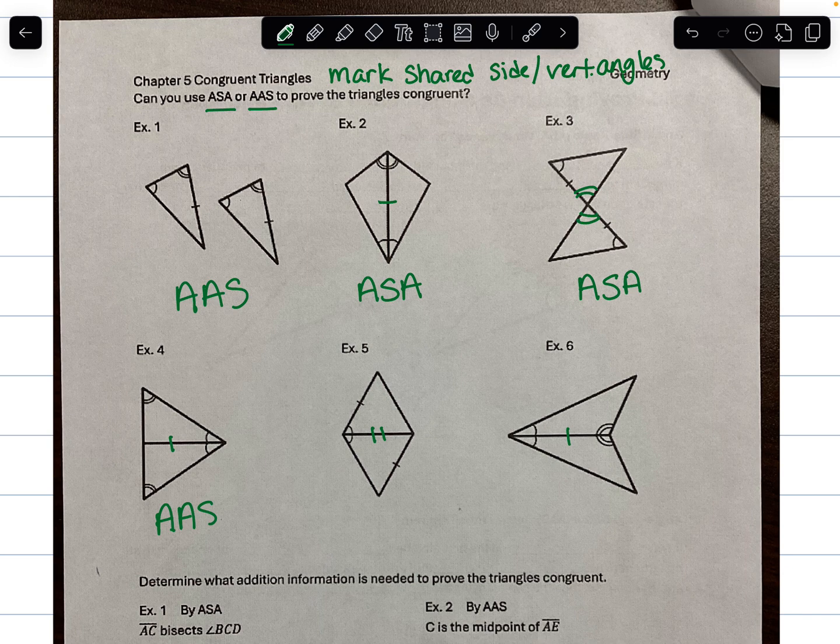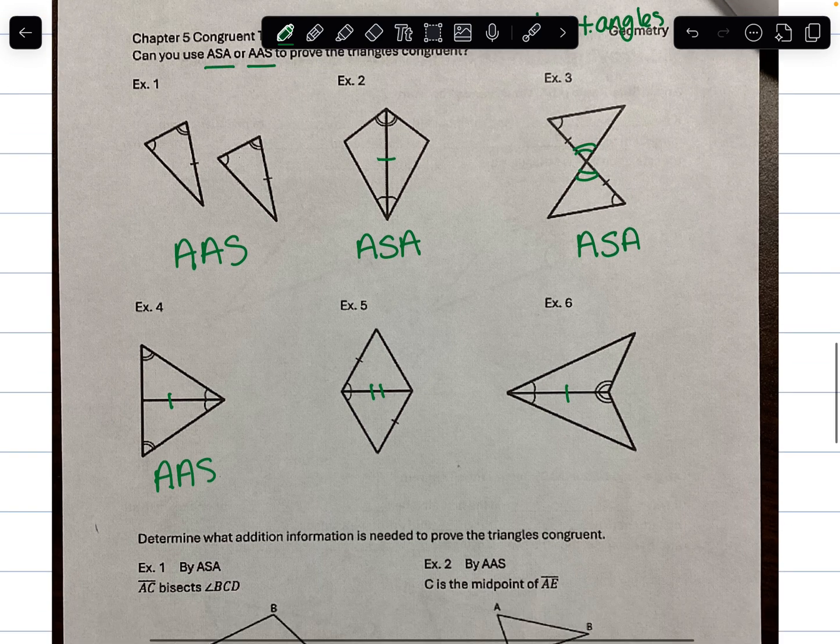Symphony, what about number five? None. Now, is it actually something? Yeah. Yes. What is it? Side, angle, side, right? But it didn't ask us for that, so we're going to say none.